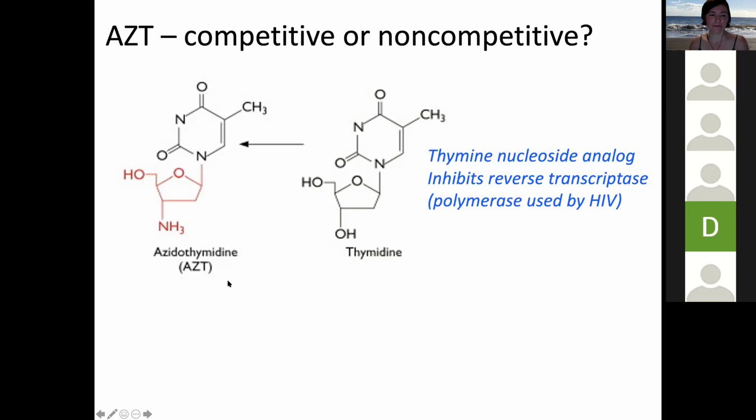Good. That's right. It is competitive, right? This competes with this chemical. This is the substrate for the enzyme. This looks really similar. It's similar enough that it can sit into the active site, but then it can't actually do any chemistry. That's the perfect definition of a competitive inhibitor.